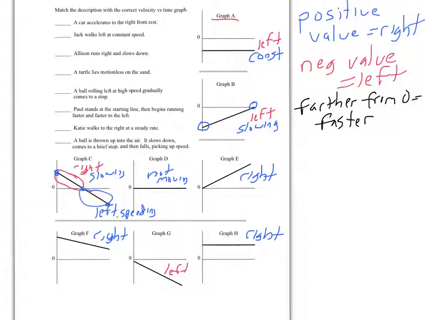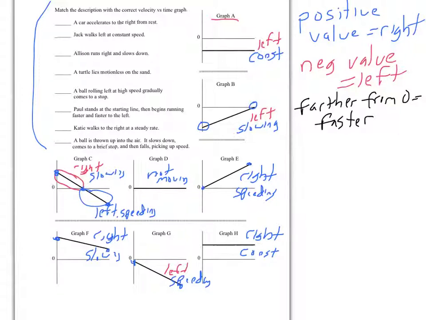This one we said graph D was not moving. Graph E started at 0 and then got further from 0, so it's speeding up. Graph F began farther from 0 and then got closer to it, so that was slowing down. Graph G started close to 0, got farther from it, so that's speeding up. In graph H, it does not change, so that is a constant speed. So before we even look at any of the descriptions, if we just go through each graph and jot down the basic idea, now the matching is a lot easier.